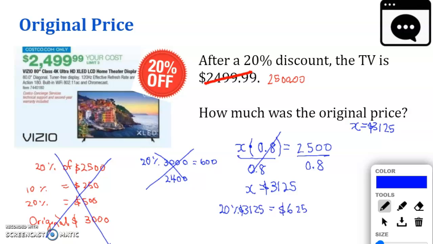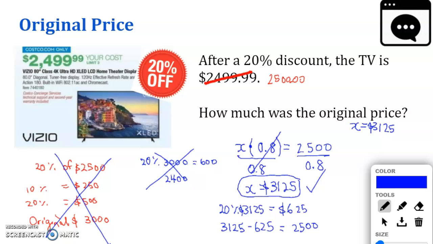Okay, so 20% of 3,125 is $625, and if I subtract 625 from 3,125, that actually comes to 2,500, and that's what we have here. So this is the correct answer.